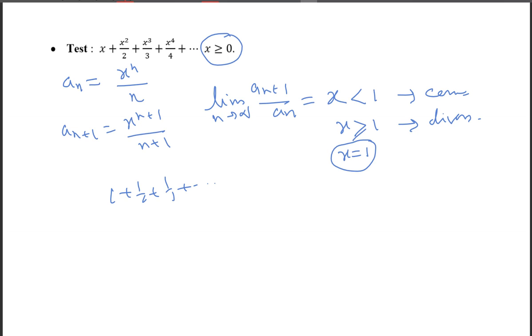Or very specifically, you can say convergent only for 0 less than or equal to x less than 1, because the limit is given in the problem itself that x is greater than or equal to 0. So here it is convergent, and for x equal to 1 or greater than 1 it is divergent.